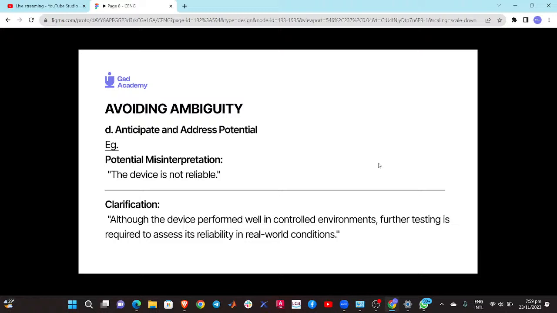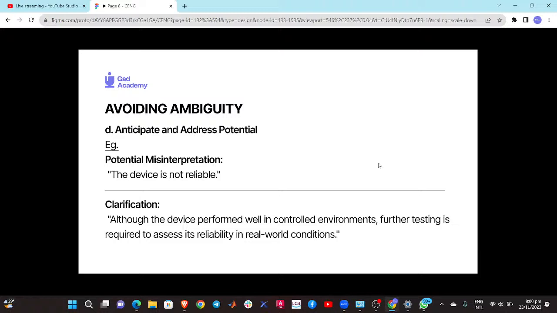So a potential misinterpretation is: the device is not reliable. Assuming you just go to a lab, someone's lab, a new lab, and then you just see something like that: the device is not reliable. You are just trying to cause a problem because it means everybody who comes to the lab that day will not understand what is going on, but will just assume the device is not working or the device is just too faulty to be relied on.